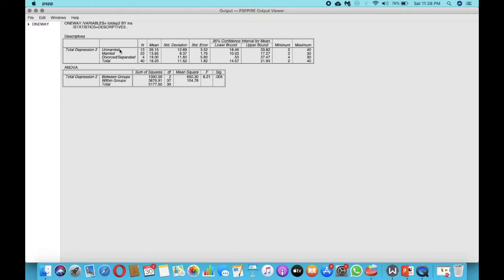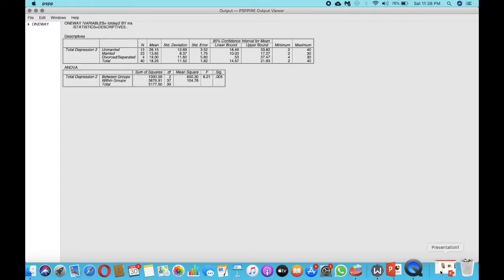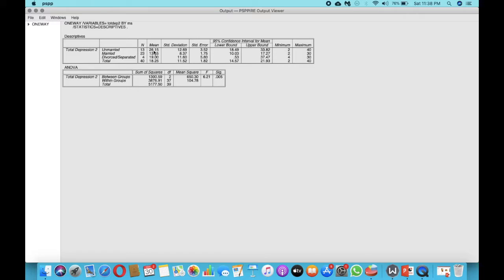Here you can see the three different groups: unmarried, married, and divorced and separated. Unlike the example where we looked at individual scores, here we have the mean score. That's the only difference. The mean score is the average depression score of the respondents among the three groups. The unmarried people's mean score is 26.15. The mean score of the married people with regard to depression is 13.65, and for the divorced and separated, it's 19.